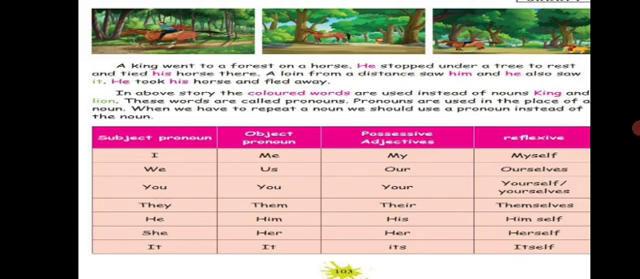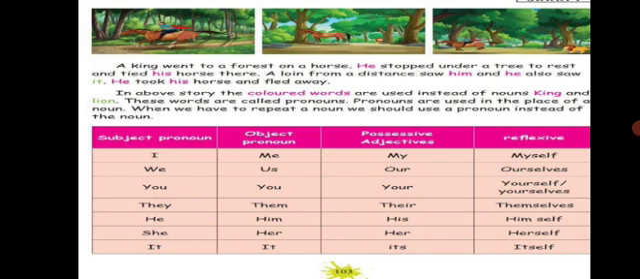A king went to a forest on a horse. He stopped under a tree to rest and tied his horse there. A lion from a distance saw him and he also saw it. He took his horse and fled away. Children, the lion spelling was written wrong. Okay, lion. In the above story, the colored words are used instead of nouns.